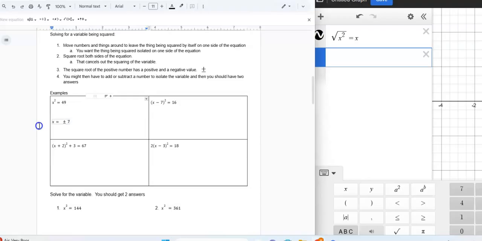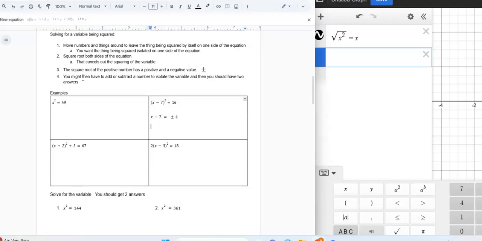Now, as for these types of problems, this probably requires a little bit more. So for example, this one: x minus 7 squared equals 16. What you do is square root both sides. When you square root both sides, the left side is just x minus 7, and the other side becomes positive and negative 4, meaning it's not just 4, it's positive and negative 4.